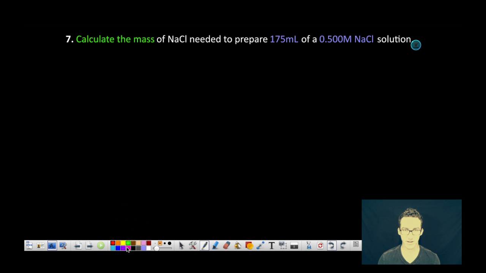Question number 7. Says, calculate the mass of sodium chloride needed to prepare 175 milliliters of a 0.500 molar sodium chloride solution. So again, another problem that works with the magical molarity formula, which is moles per liter of solution. As we work to solve this, we're given the molarity this time, which is 0.500 molar. We're looking for the number of moles, X. We know the volume in milliliters. Again, I'm going to do an amazing calculation in my head to get that to 0.175 liters of solution.